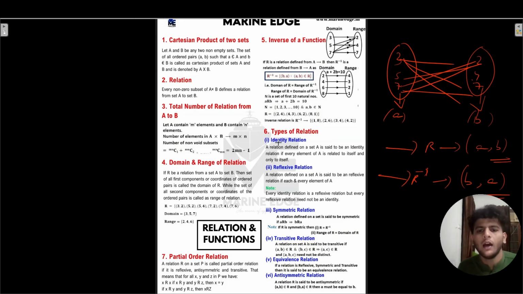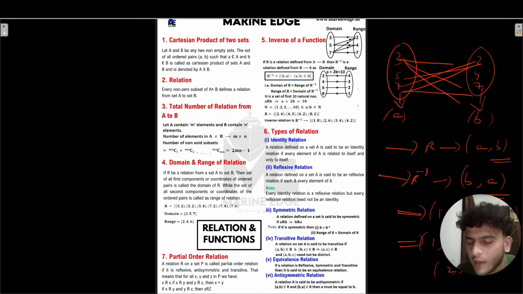Identity relation: a relation defined in a set A is said to be an identity relation if every element of A is related to itself and only to itself. Okay, so if you have set A, 1, 2, 3, 4, 5, then I can have a set which looks something like (1,1), (2,2), (3,3), and also we can have elements like (4,4) and (5,5).